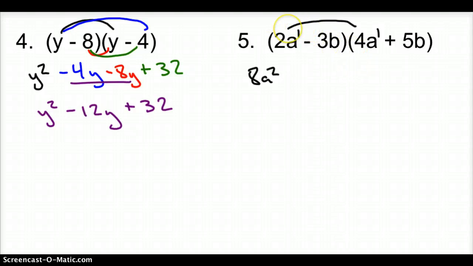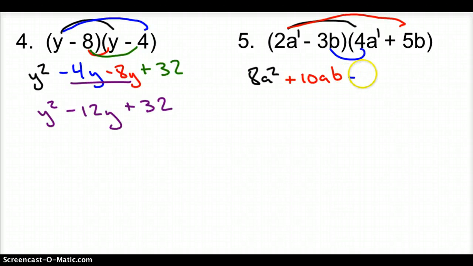Now outer, right? Take the outer terms of the two binomials, so it's going to be plus 10ab, because we multiplied a and then b, because we have an a and a b. Then we take the inner terms, so it's going to be negative 12ba, and then finally we want the last terms, so negative 3 times a positive 5 is a negative 15b squared.